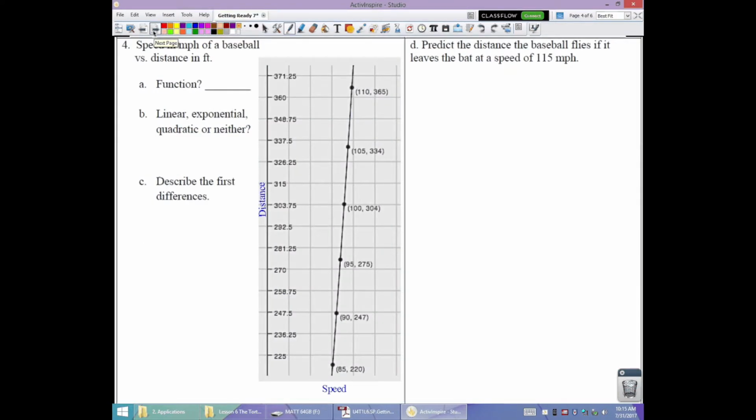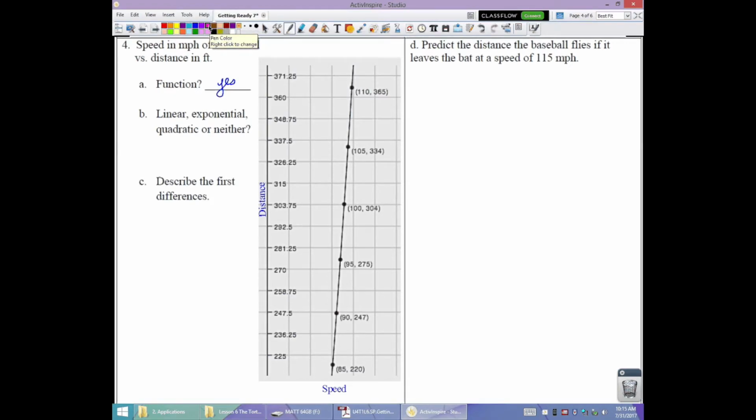And number 4, we're looking at the speed of a baseball versus distance, and I labeled, because it wasn't really super clear which was which, the speed is the x value, the y value is the distance. So this one, we do see every one of the x values we are given has exactly one range value, so it is a function. Now it looks kind of linear, right? But we should check that to really make sure.